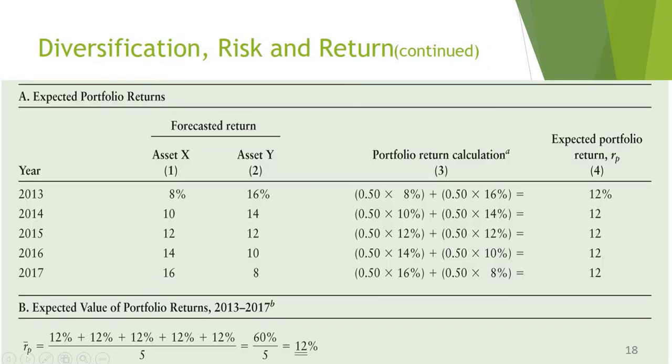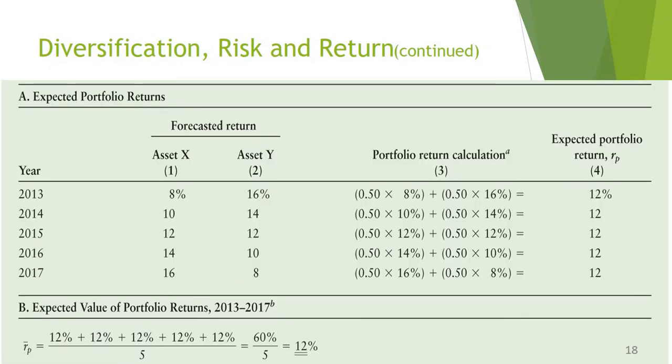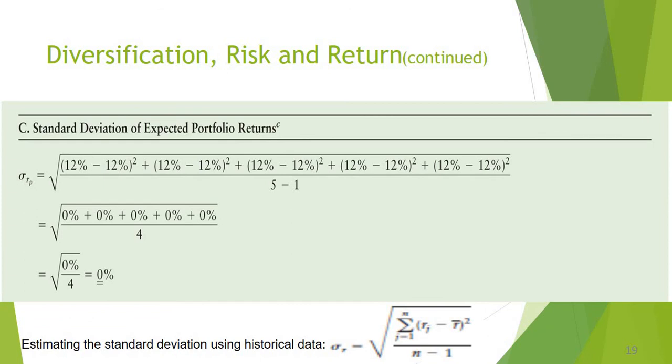As I have already said, returns of asset X and returns of asset Y are perfectly negatively correlated. If you invest in these assets individually, their standard deviation is more than 0. But if you invest in a portfolio, that means 50% in asset X and 50% in asset Y, the standard deviation of return will be 0%. So theoretically there will not be any risk in this portfolio. This is the concept of diversification.